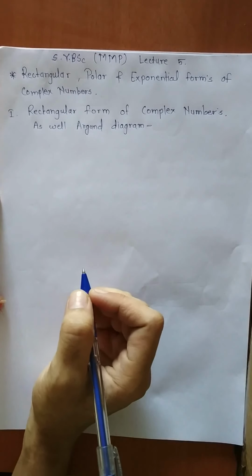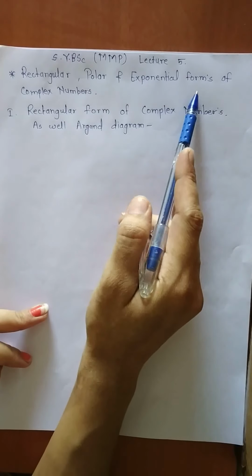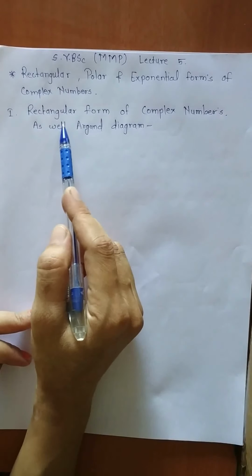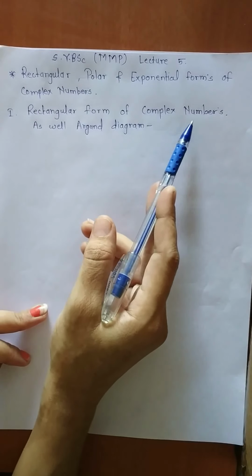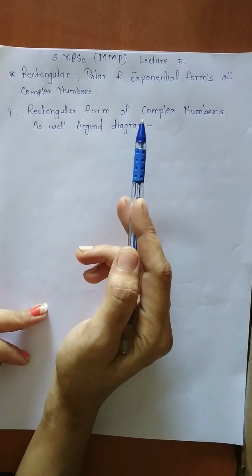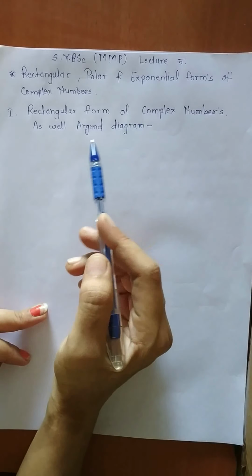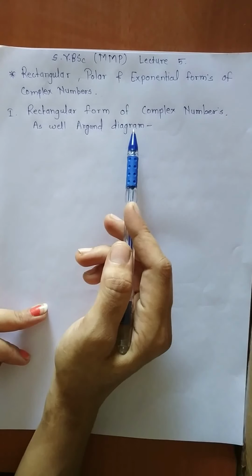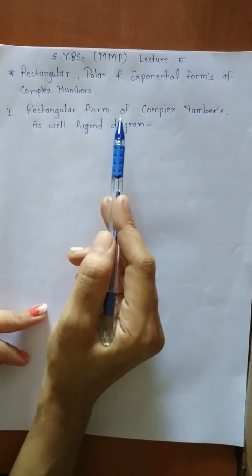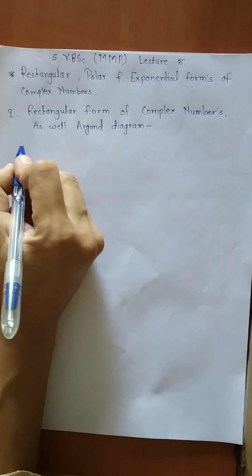Dear student, in this lecture we will discuss the rectangular, polar and exponential forms of the complex number. Very first we will start with the rectangular form of a complex number, and when a complex number is represented in the rectangular form or on the complex plane, it is also called an Argand diagram. So we will cover both topics in this same point. Let's start with the rectangular form of a complex number.